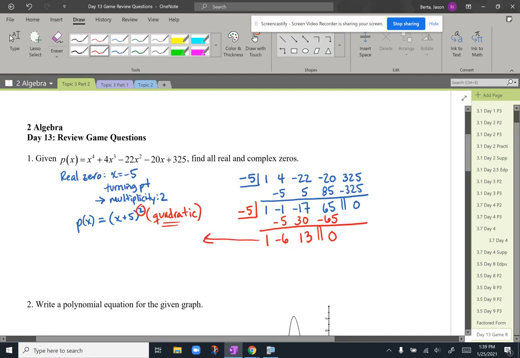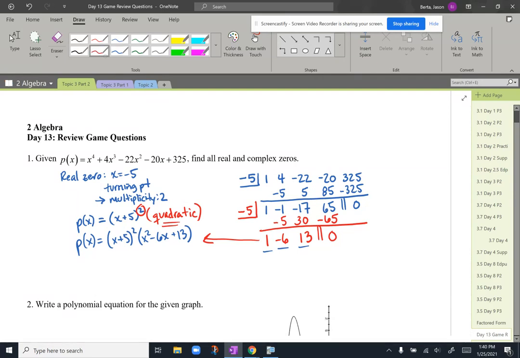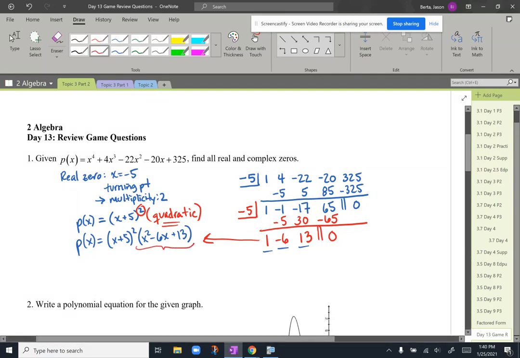This we can go ahead and plug in here for p of x. We've got x plus 5 squared, and our quadratic is x squared, I'm just taking the coefficients here of what we came up with after synthetic division, minus 6x plus 13. Okay, so to find out now what our complex zeros are, we need to look at this quadratic and find out the values for x that make that 0. And to do that, we need to use the quadratic formula.